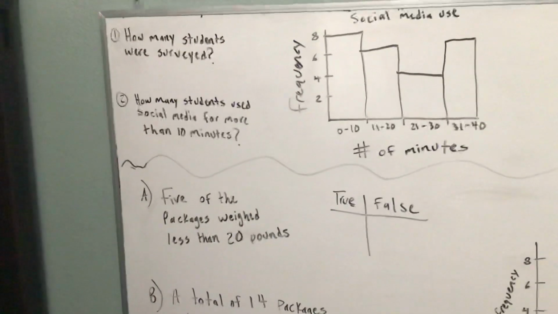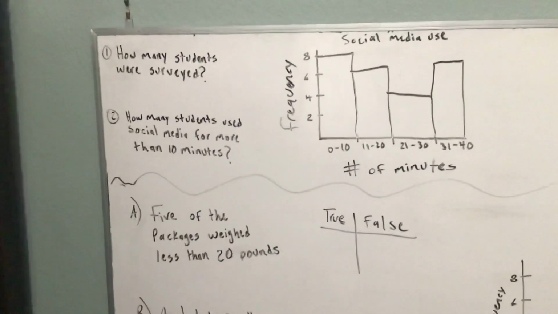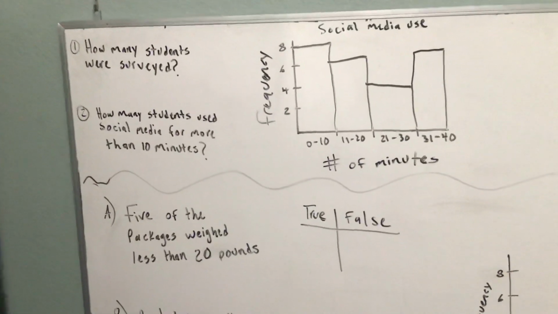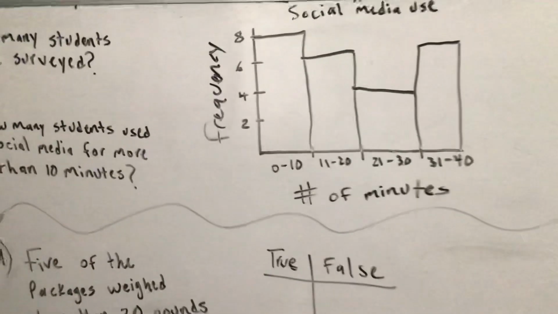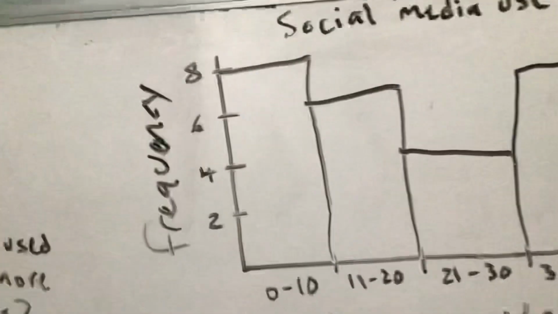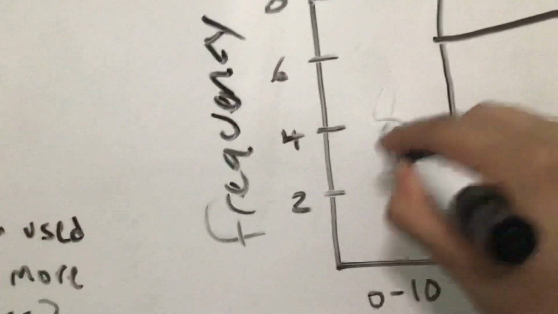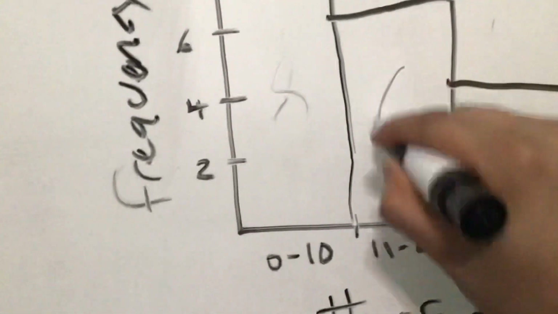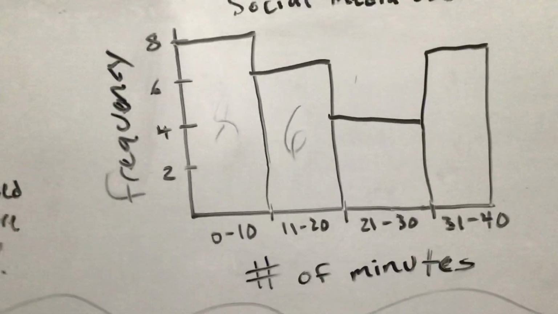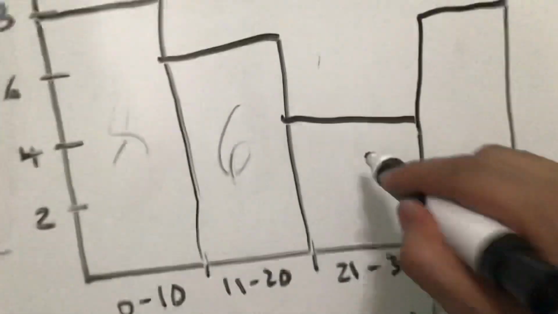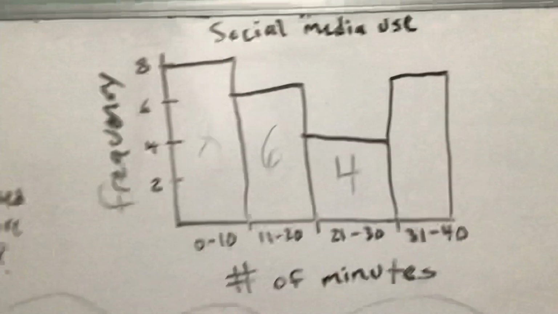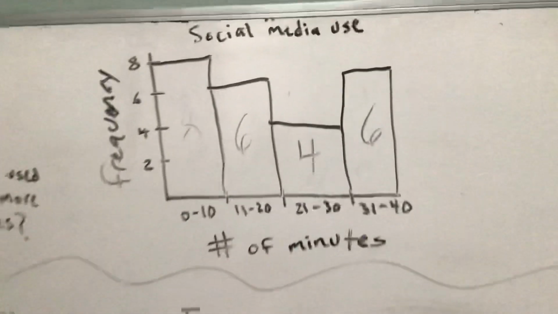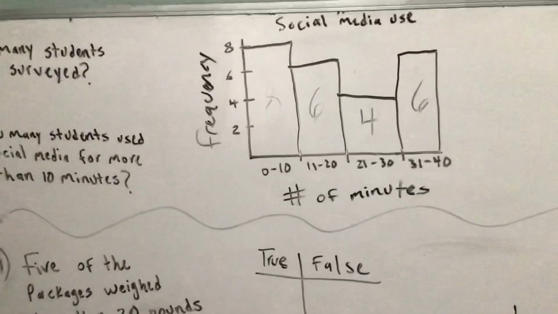So that will be figured out by looking at the frequency going up and down vertically. So if we figure out the first bar, it says that it goes all the way to 8, so that represents 8. The second one goes all the way to 6, so that represents 6. The third one represents 4, and the last one represents 6. So as you can see, those are all the number of students that were surveyed.